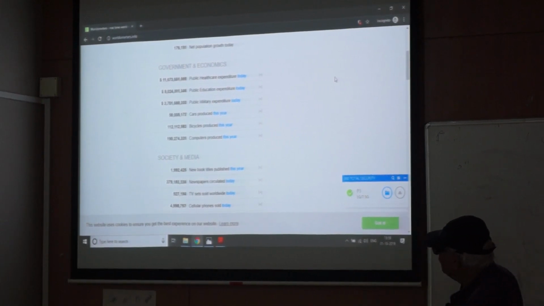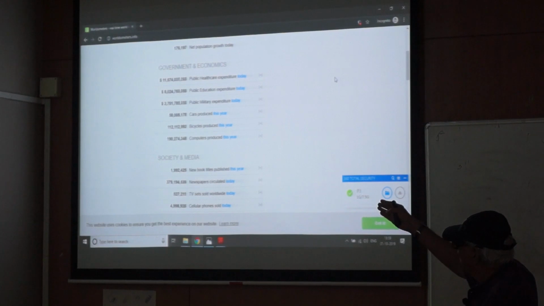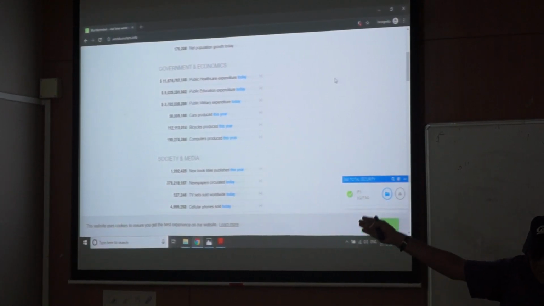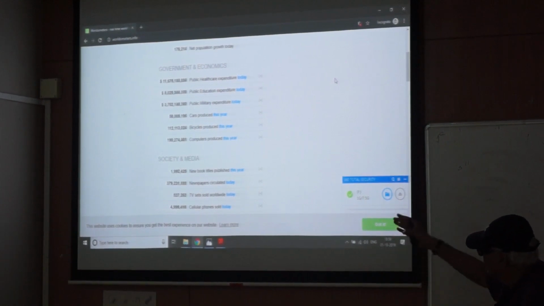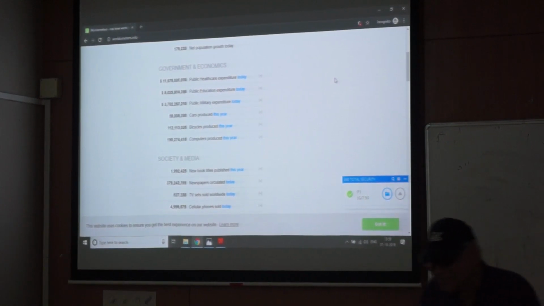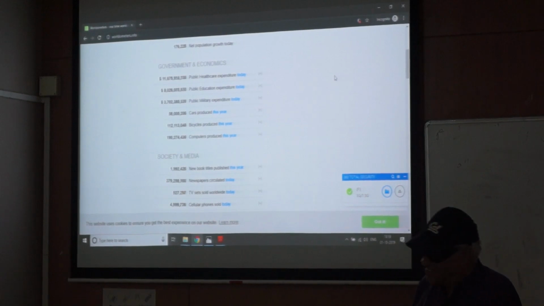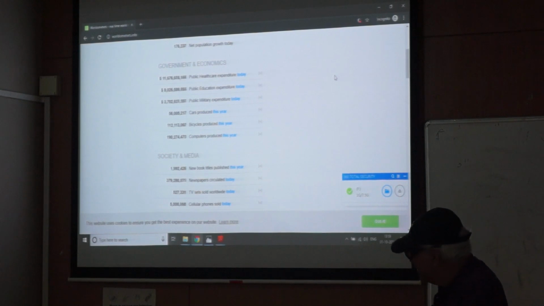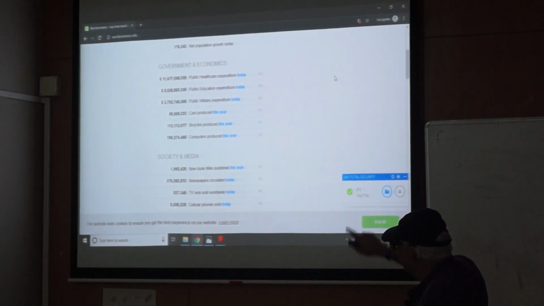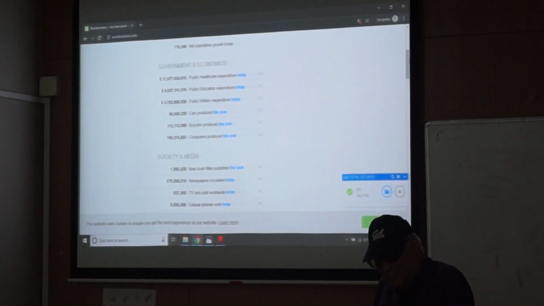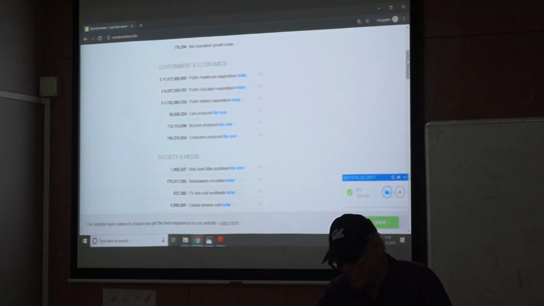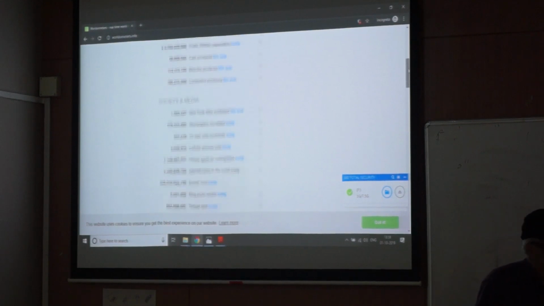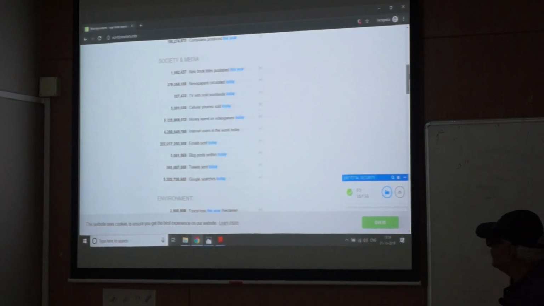And then computers. Next. Society and media. Go next. It has number of species lost.